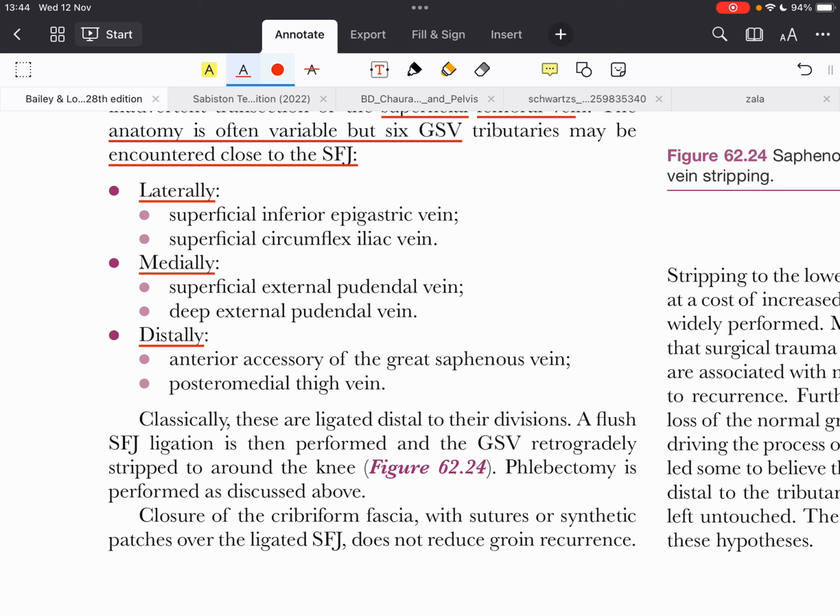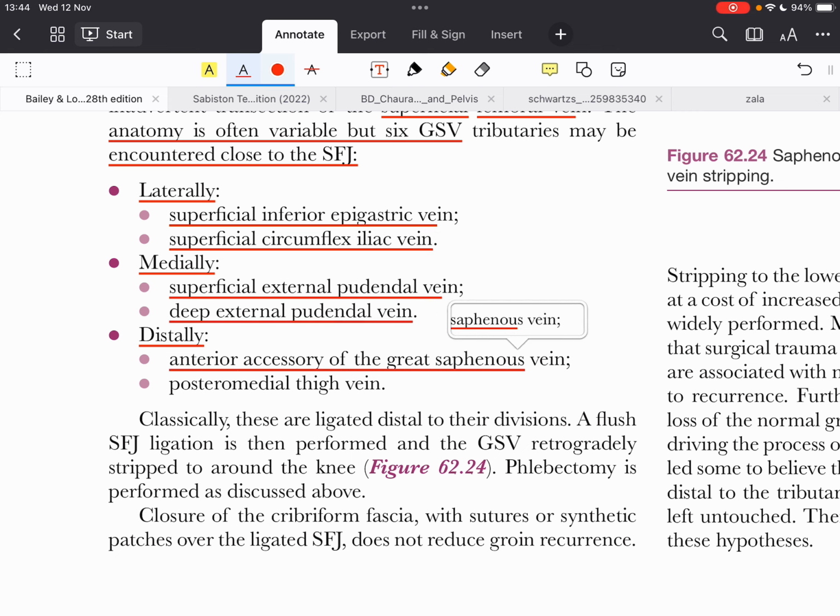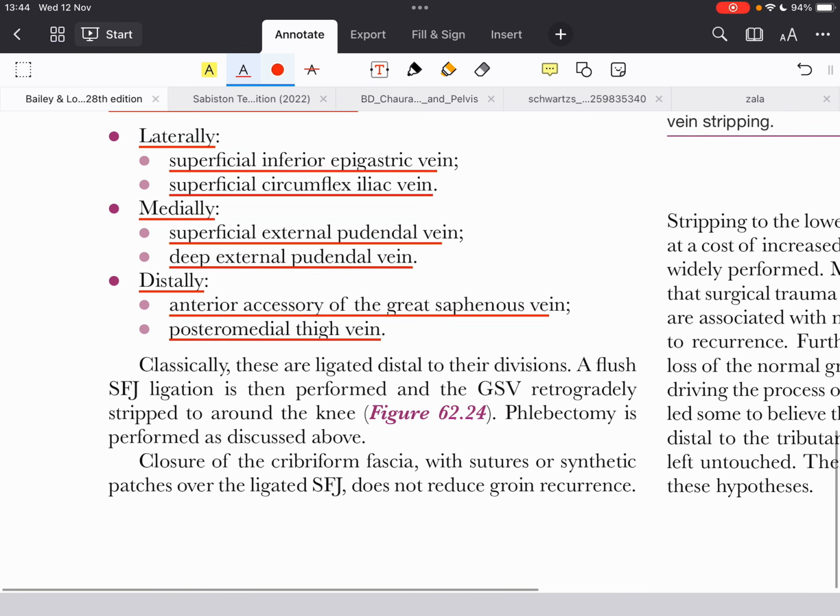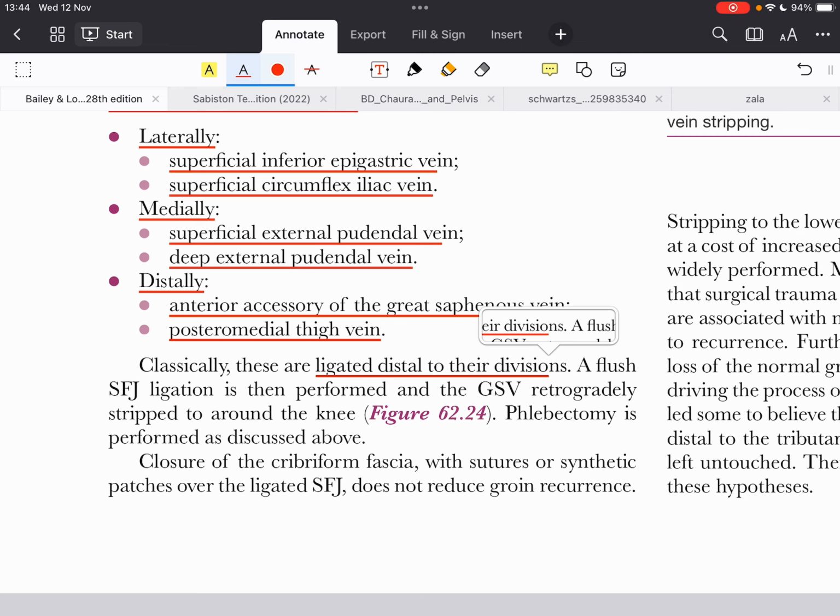Lateral, medial, and distal. Laterally: superficial inferior epigastric vein, superficial circumflex iliac vein. Medially: superficial external pudendal, deep external pudendal, anterior accessory of the GSV, posterior medial thigh vein. Classically, these 6 tributaries are ligated distal to their division.